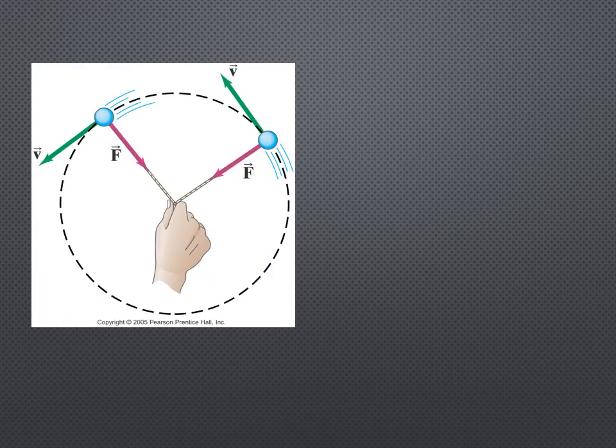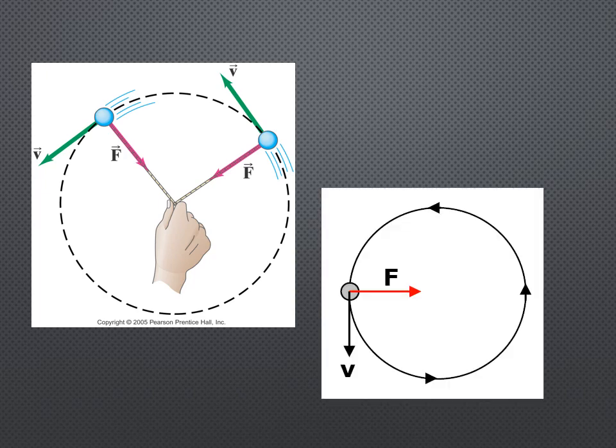Okay, so let's think about what this looks like in a picture. So at any point, and this is a ball on a string, similar to what we did in class, the velocity is always tangential, and the force is always inwards towards the center. Okay, and you notice that for both of these situations, those are perpendicular. Okay, you can also picture it at another point along the path.